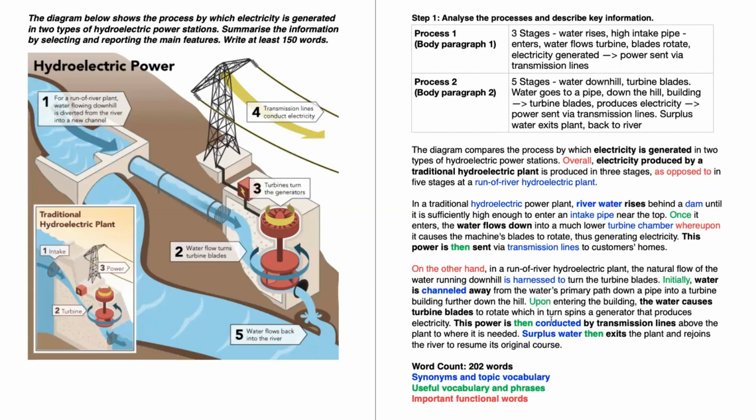And again, here in this last paragraph, I just have some active and passive phrases. So water is channeled away, passive. The water causes the turbine blades to rotate. This is active. Power is then conducted by, that's definitely passive. And you'll see here that there are some times where by is used and it's still considered passive, but you just see the actor or the subject along with the object. And then of course this last one here, surplus water then exits, that is active as well. So notice the nice mix of active and passive.